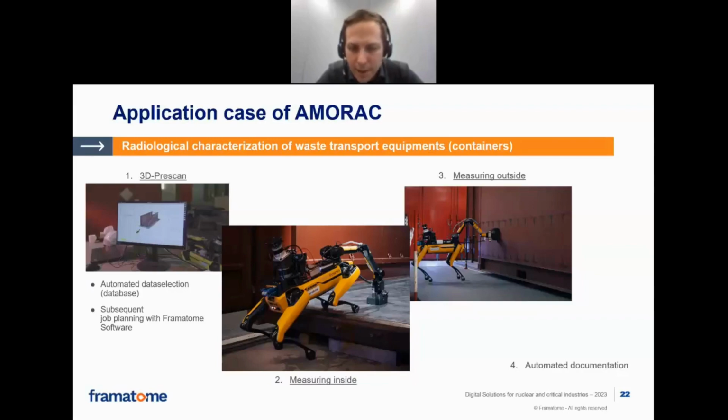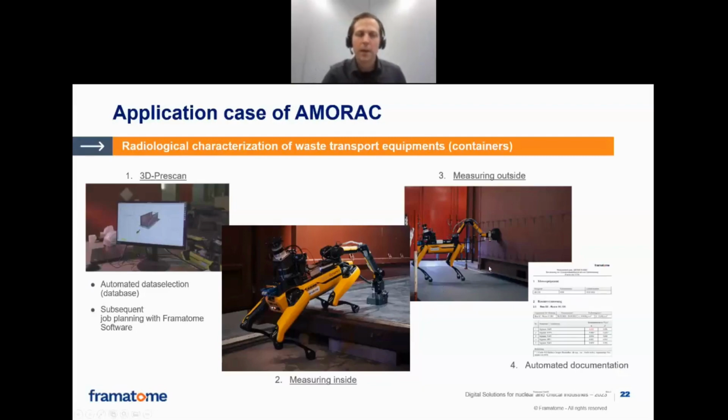And please click again on the slide, then you can finally see the result. That's point 4, the automated documentation. Because we have everything in our database, we can generate a document, printable or digital, or we can make an interface to the customer database to share the results of Amarok. So that's it for that slide. Next slide, please.